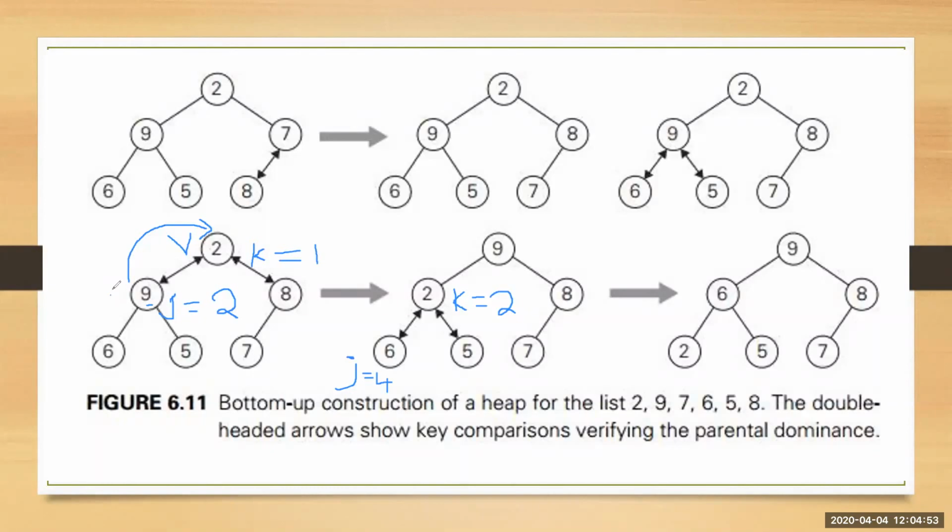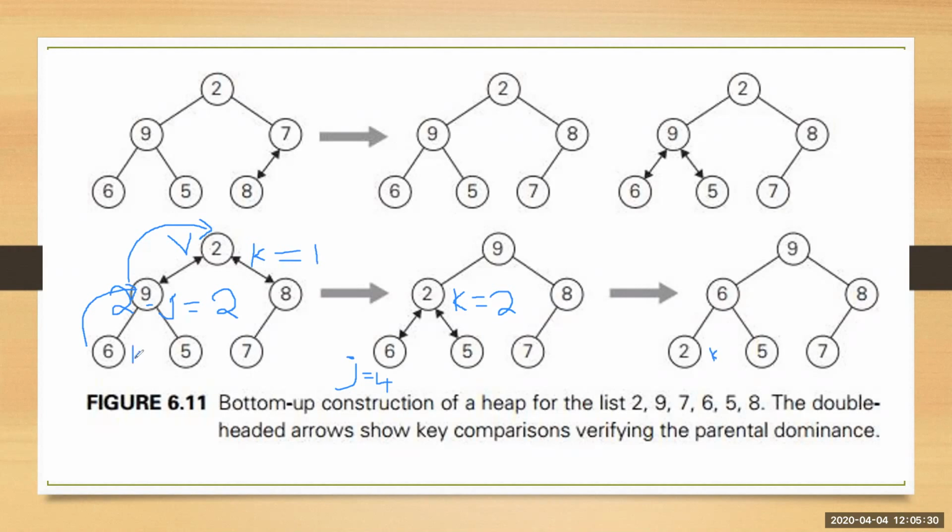If suppose you are storing 2 here, you have to check whether the heap parental property is satisfied. It is not. Therefore, once again, this 6 has to be moved to the position of 9. So the first step, 9 was moved to the root node. Now 6 moves to the position where 9 is. Now the next step. What is the next step? Now this becomes k.